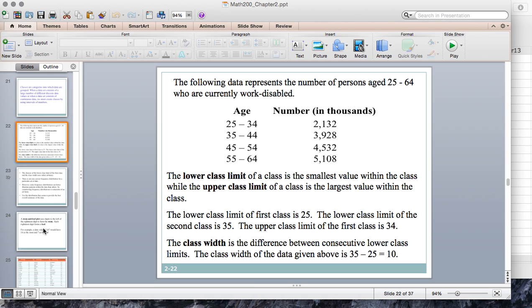If we look at this example here, we have data on people aged 25 to 64 who are currently work disabled. All of these numbers are in thousands, so the actual values are more like in the millions. For people aged 25 to 34, we have 2,132,000 people who are currently work disabled, and I'm not sure what year this is from.